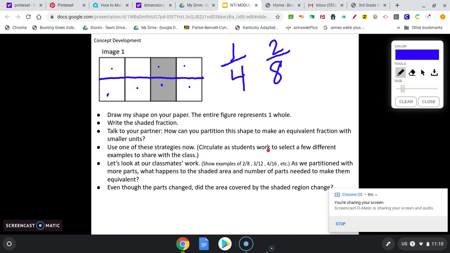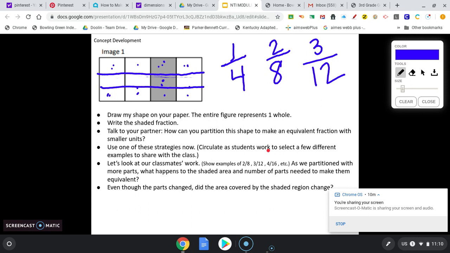Let's try it again. Let's take out this one, and I'm going to see if we can make another equivalent fraction. So if I partition through there and through here, make 2 cuts, now what part is shaded? 1, 2, 3. And let's see, 1, 2, 3, 4, 5, 6, 7, 8, 9, 10, 11, 12. 3/12. Those are all equivalent fractions. And did the shaded region change?